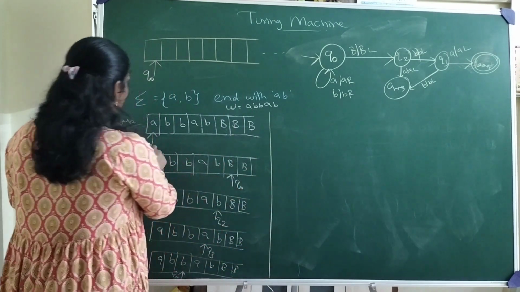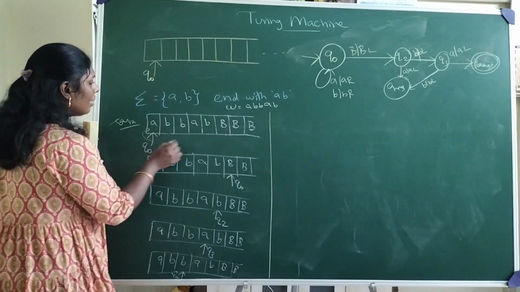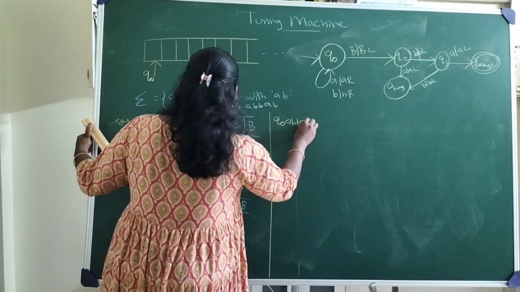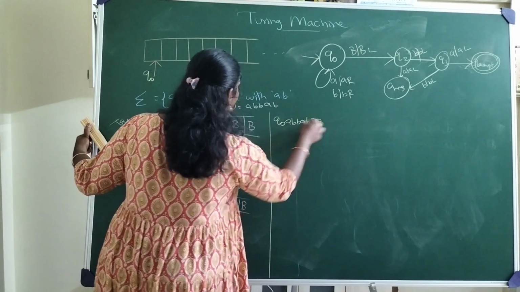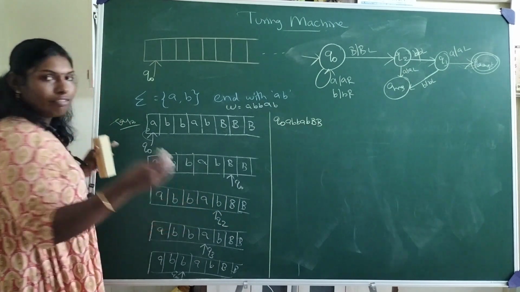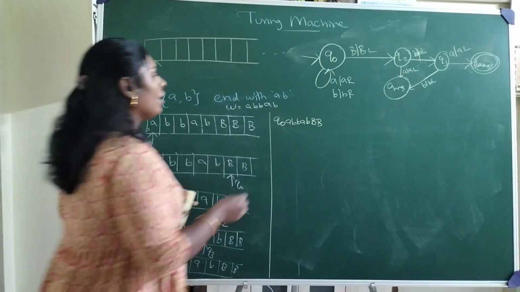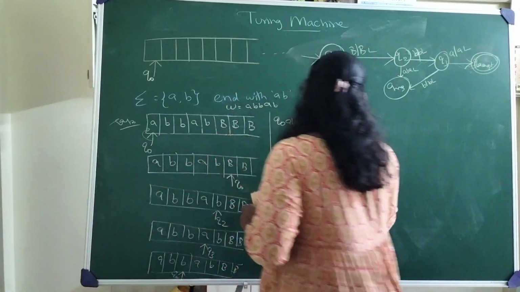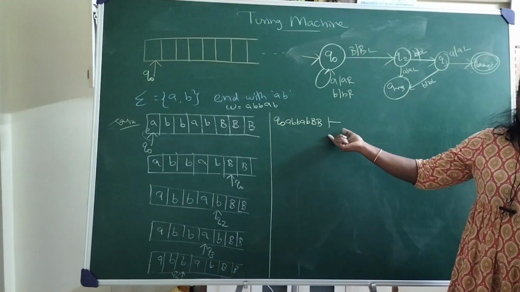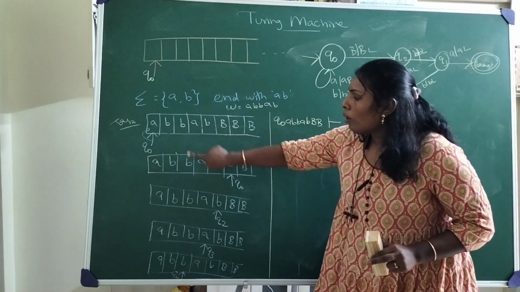The instantaneous description is, so here I have Q0. So I can write it as Q0 AB, a blank symbol. And here I have reached final. I have clubbed a lot of steps together, so I cannot write one single move. When I write it like this, it is a single move of a Turing machine. But here I have merged a lot of steps together.